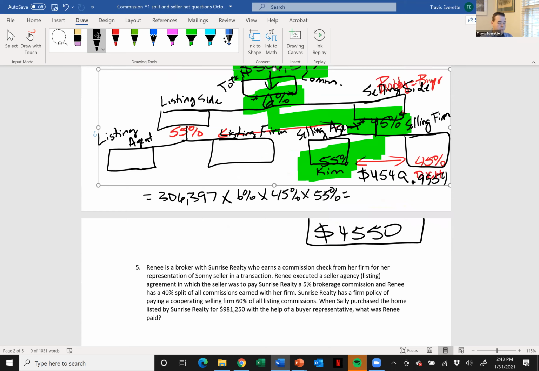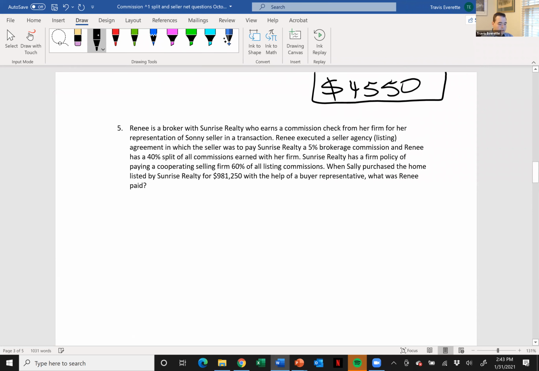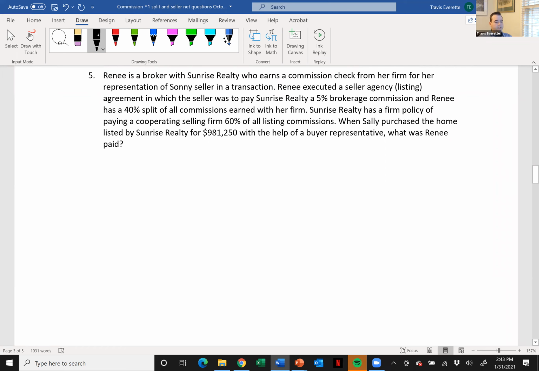All right, let's see what we got on the next one here. It says Renee is a broker with Sunrise Realty who earns a commission check from her firm for her representation of Sunny Seller. Again, I'm just reading, trying to figure out what they want to know. Renee executed a seller agency or listing agreement in which the seller was to pay Sunrise Realty a 5% brokerage commission. So far, I only need the small tree because I've seen small numbers. And Renee has a 40% split of all commissions earned with her firm. Right there. Probably going to need a big tree.